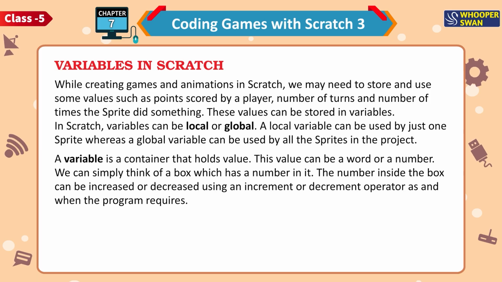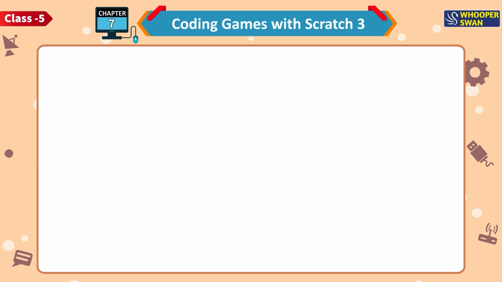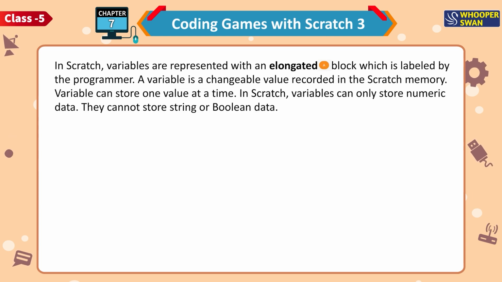This value can be a word or a number. We can simply think of a box which has a number in it. The number inside the box can be increased or decreased using an increment or decrement operator as and when the program requires. In Scratch, variables are represented with an elongated block which is labeled by the programmer. A variable is a changeable value recorded in the Scratch memory. Variable can store one value at a time.